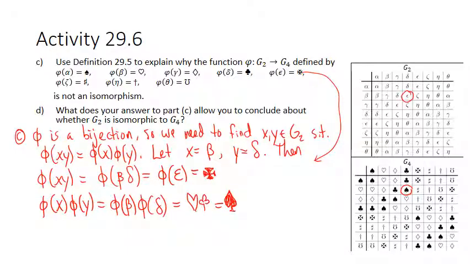So in any case, the pate cross is not the same as the spade, so these are different. So this is definitely not an isomorphism.